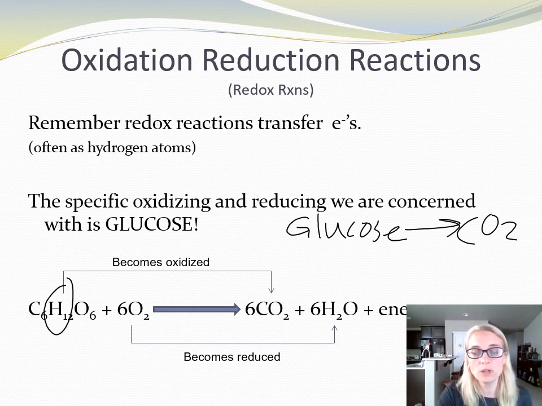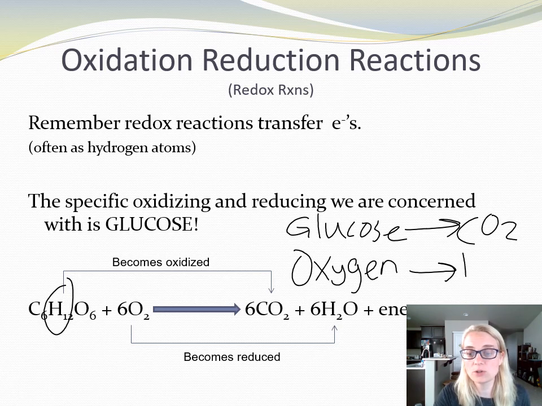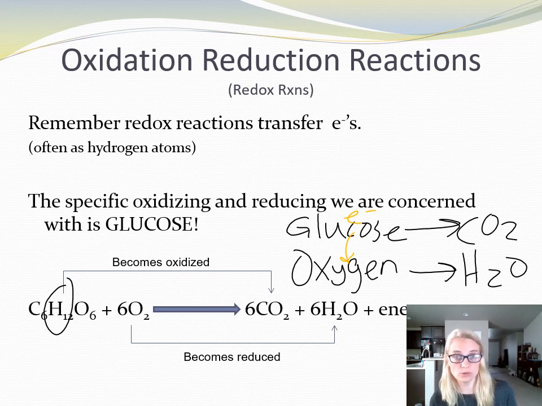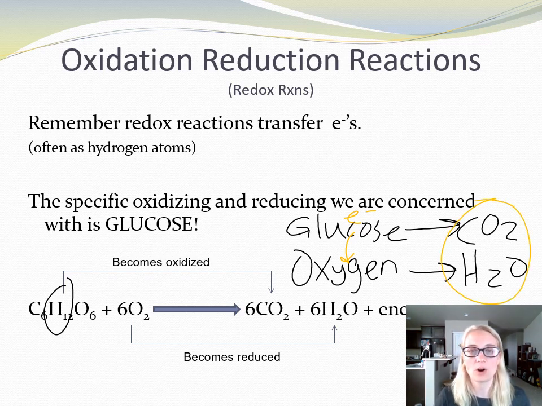And who are they going to? They get deposited onto oxygen. And then the electrons with those hydrogens give us water. So we can kind of see the electrons on glucose get transferred to oxygen with those hydrogens. That's the redox reaction. So glucose gets oxidized while oxygen is getting reduced, and water and carbon dioxide are our end results.